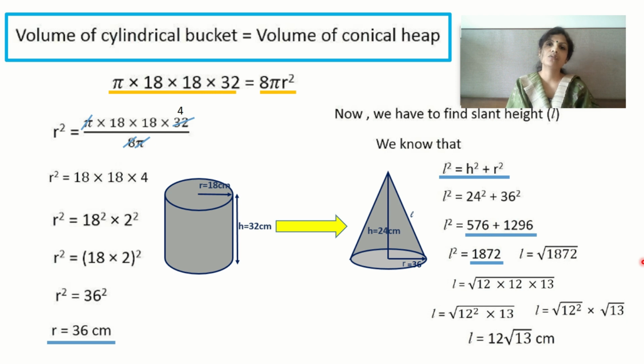So L is equal to square root 12 square into square root 13, but square root 12 square is 12 and square root 13 as it is. So L is equal to 12 square root 13 centimeter is the slant height of the conical heap. Okay. So not very difficult, it's easy. We just equated both the volumes and we got the value of radius and the slant height of the conical heap. So let's move towards the next sum of the exercise.